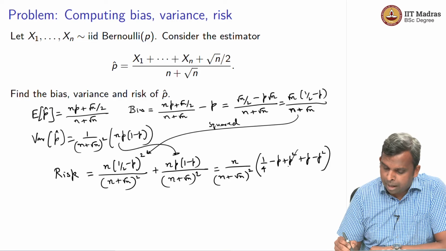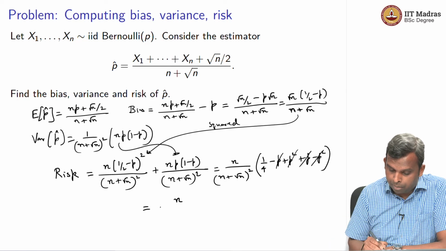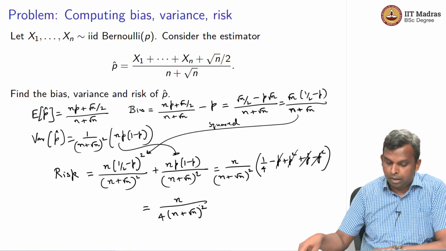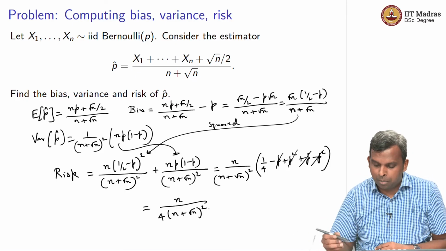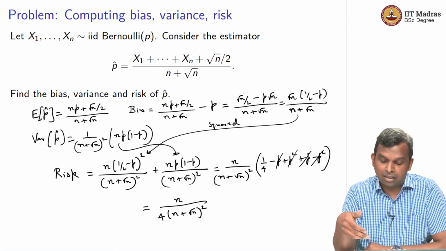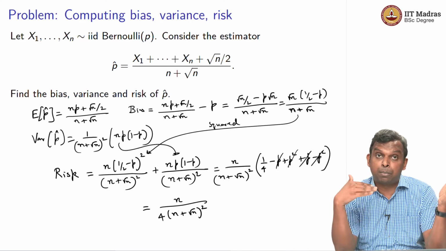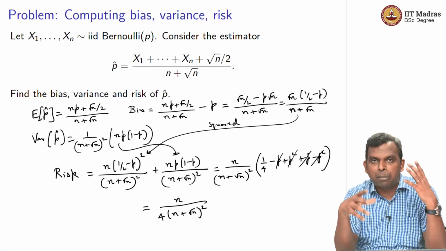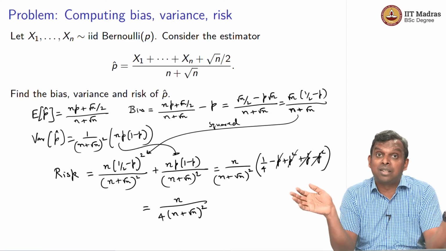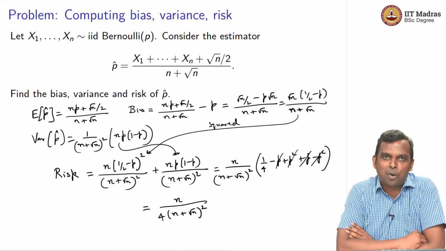So some magic has happened here. Notice these things cancel, and the risk is just n by 4 times n plus root n whole squared. It seems almost magical, right? At least the first time I saw this estimator, I felt there was some magic going on. Look at this estimator, its risk. For the previous 3 estimators we saw, when we plotted risk versus p, there was some dependence on p. The risk of this estimator is independent of p. p has just disappeared. Isn't that interesting? I always found that a bit intriguing.